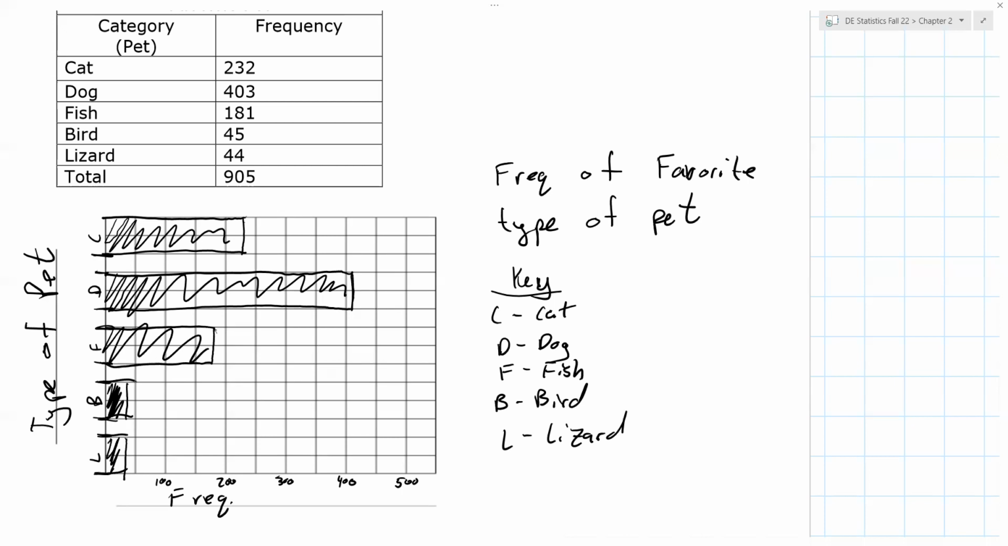Again, key things that are important besides just the graph itself. We need labels for X and Y. We need a title of the graph. And if you use an abbreviation in your graph, you need to make a key so I know what those abbreviations represent.